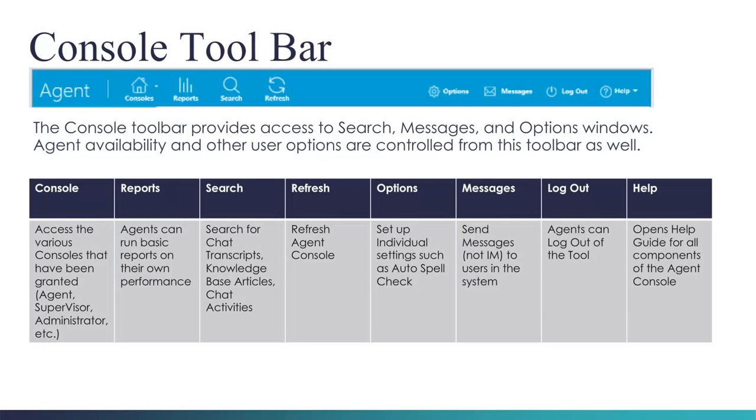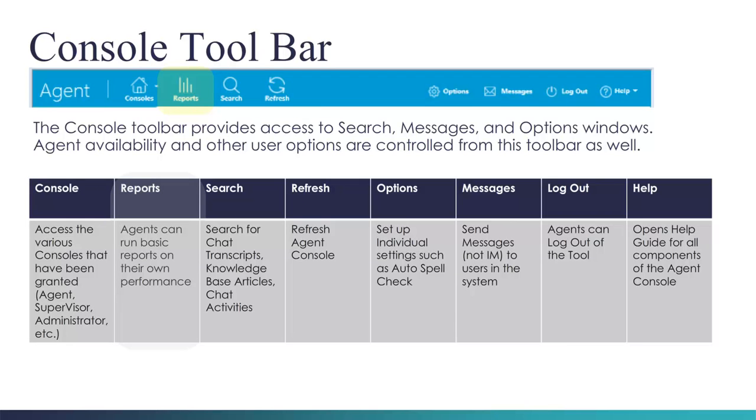Let's take a moment to understand the functions of each link on the console toolbar. The console toolbar provides access to search, messages, and options windows. Agent availability and other user options are controlled from this toolbar as well. The console's icon grants access to the various consoles that have been granted according to roles, such as agent, supervisor, or administrator.